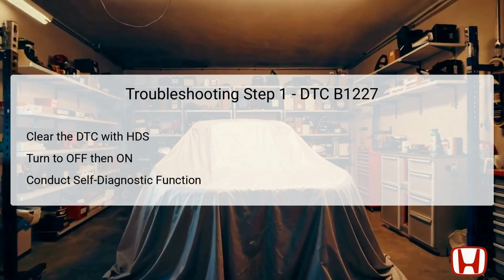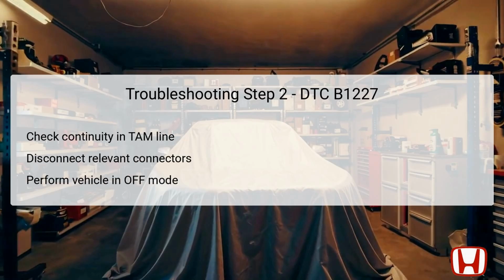Next, perform the self-diagnostic function using either the HDS or the climate control unit to gauge if the same DTC reappears. If the DTC reappears, it confirms the presence of an ongoing failure. However, if it does not, this may suggest that the issue was temporary, possibly due to loose wires or poor connections.